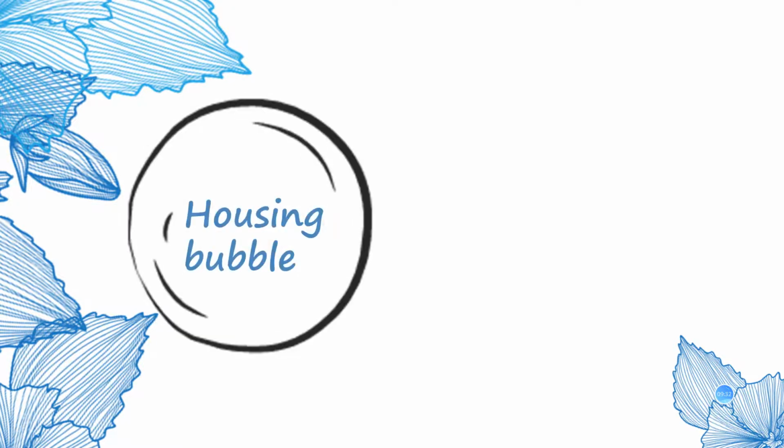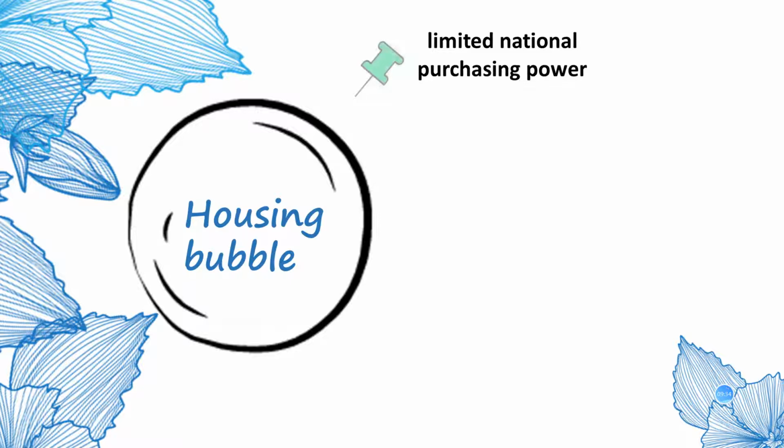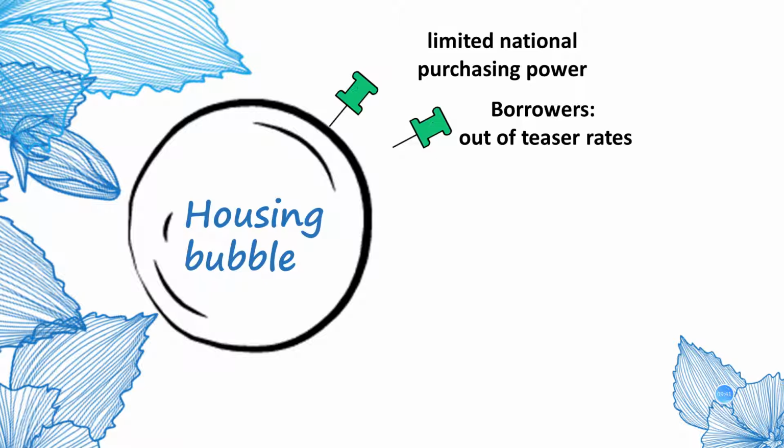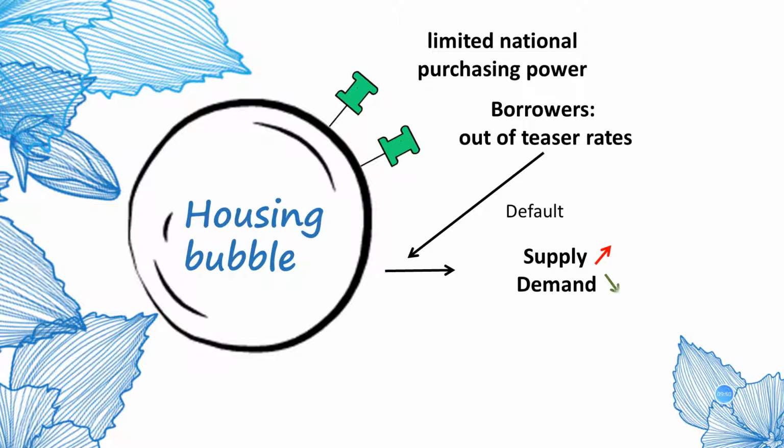And now we are in 2006. The housing bubble is already extremely big. The national purchasing power had reached its limits, and the borrowers out of teaser rates could no longer afford the mortgage, so they chose to default. So suddenly, the supply went up and the demand went down. The price started to decrease in the second half of 2006. What were the consequences?